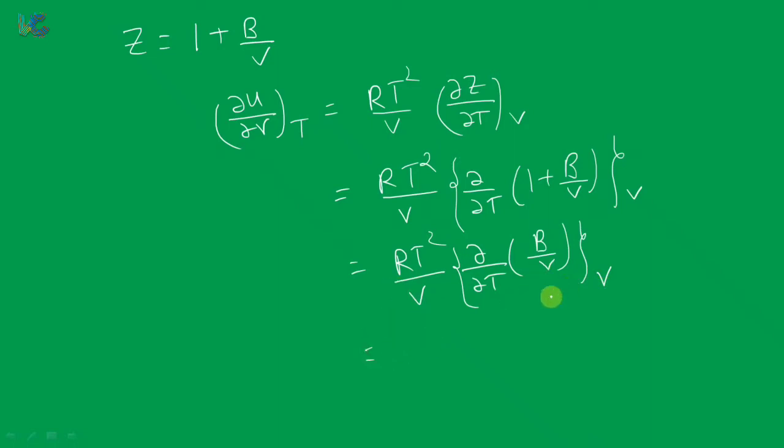So V is constant here, so 1 by V will be outside. So RT square by V square and del B del T at constant V. So when Z is equal to 1 plus B by V, the del U del V at constant T value will be RT square by V square del B del T at constant V. Okay.